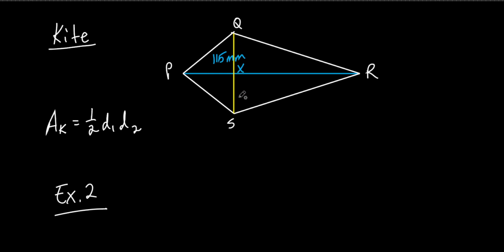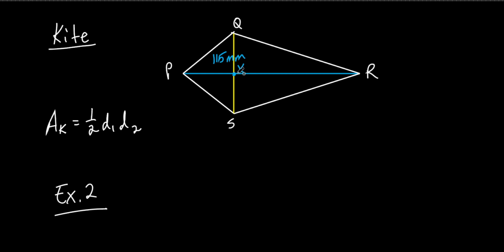What is it going to be from S to X? Remember what happens to that yellow line? Where is X? It's on this yellow line right here. It's in the middle, that's right. So if this is 115 right here, then from S to X it's going to be 115 because it's being bisected.